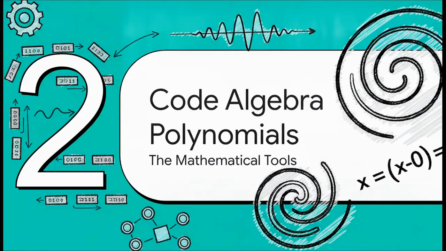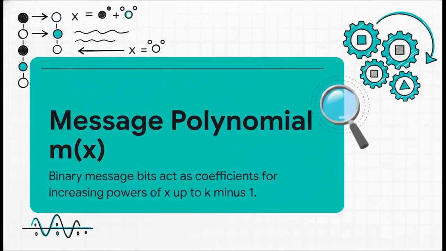Let's keep moving. Section 2, Polynomials in code algebra, the mathematical tools. Time to translate our binary into math. I want you to think of the message polynomial, m of x, as your foundational blueprint. The binary message bits, m0, m1, all the way up to m k-1, actually serve as the coefficients for your increasing powers of x. Since a bit is always just a 1 or a 0, that specific power of x is simply present or it's absent.